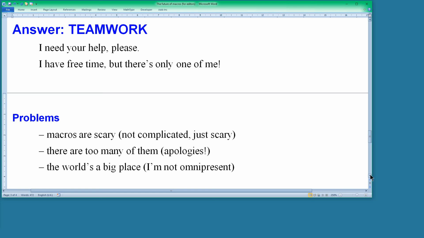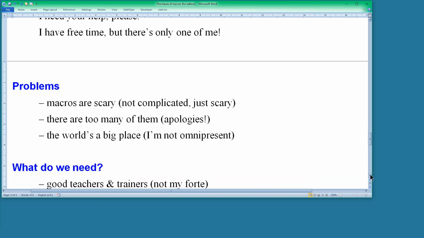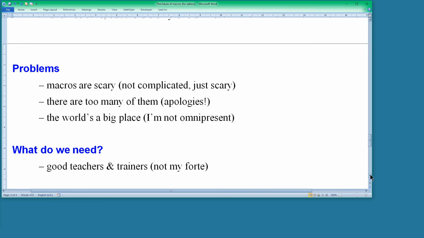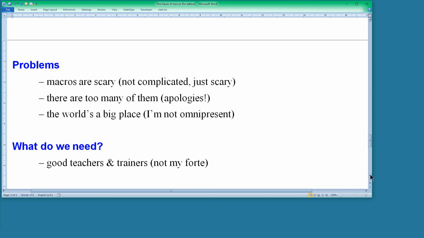And also the world's a big place. I can't be everywhere at once, so if there are people in different parts of the world wanting to get going on these macros, I have done a bit of travelling, and I have been invited to do more travelling, but there's only a limited amount that I can do, and it may not be the best way of getting the word out there for me to actually start travelling around the world and demonstrating macros. I think other people could do it better than I can. So what I think I need is good teachers and trainers all around the world to make use of the resources I've provided and put them into practice, or help other people to put them into practice in their own situations.